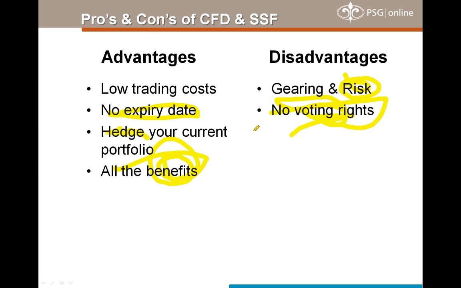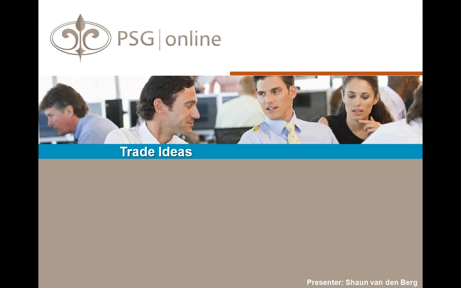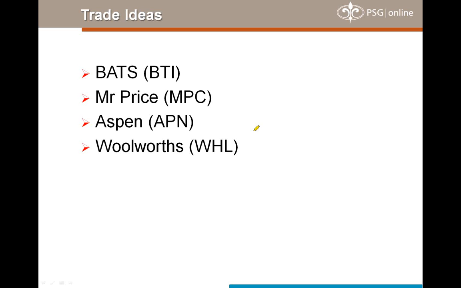Okay. That is a quick introduction to derivative products. We'll go into more detail in future webinars. And also you can always drop us emails and any questions you might have. So let's talk about some of the trading ideas that we have been putting out there as such. We've been looking at British American Tobacco, Mr Price, Aspen Pharmaceuticals, and the retailer Woolworths over the last few days. And let's talk about how we got at these trades and why we're looking at these trades and how we actually put the trade on.